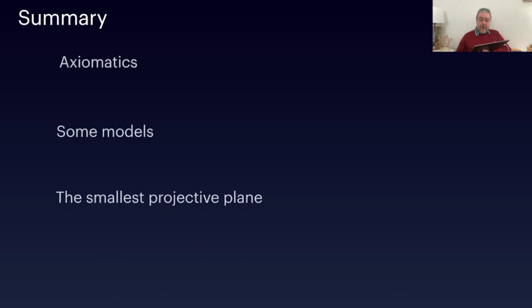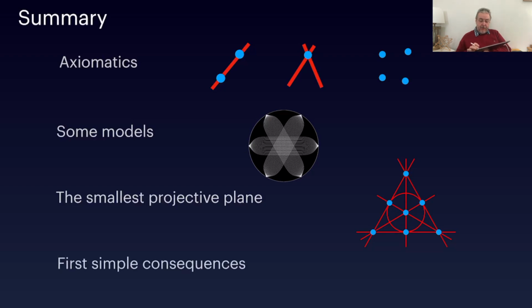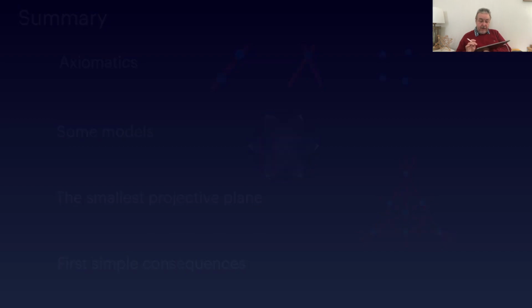Little summary up to that point. We dealt with axiomatics. We saw these three axioms are the basis of everything. We learned about some models, one of them over the real numbers, and we learned about another model, which is essentially the smallest projective plane. And we drew a few first simple consequences.